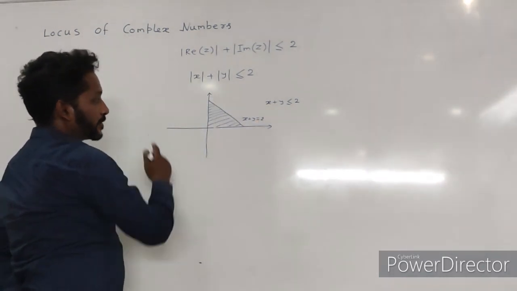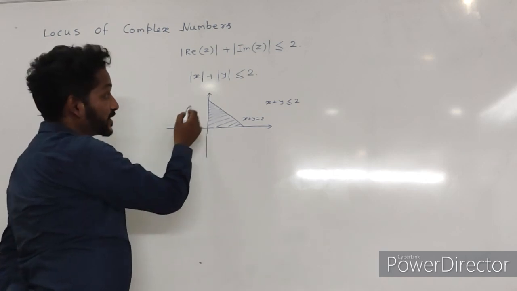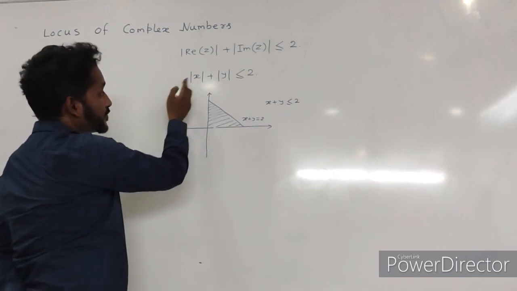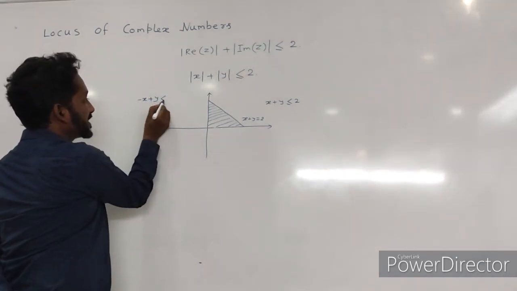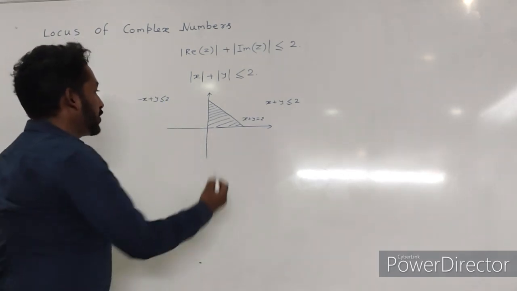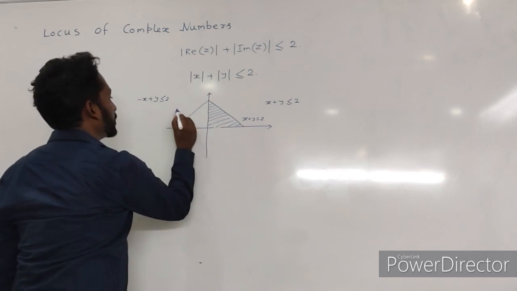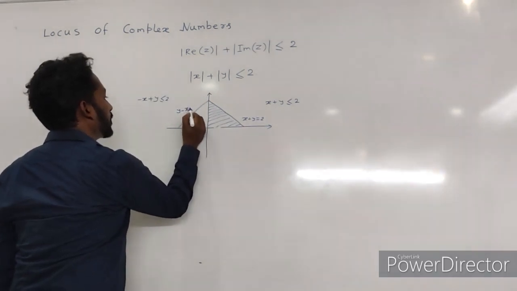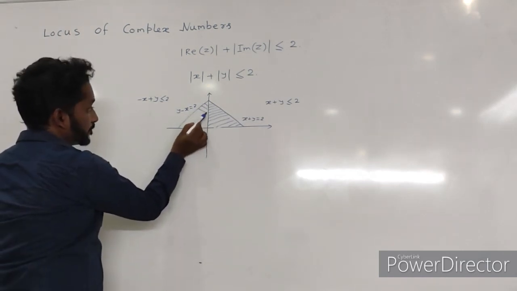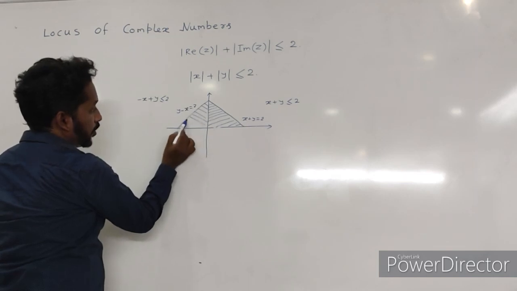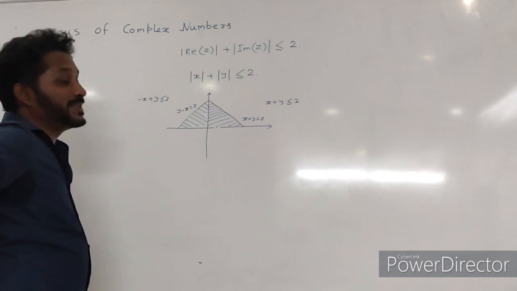Now come to the second quadrant. In second quadrant, what will happen? Our x is negative and y is positive. Since x is negative, mod x will become minus x plus y is less than or equal to 2. So draw the line y minus x is equal to 2. And all the points below this will satisfy that mod x plus mod y is less than or equal to 2.